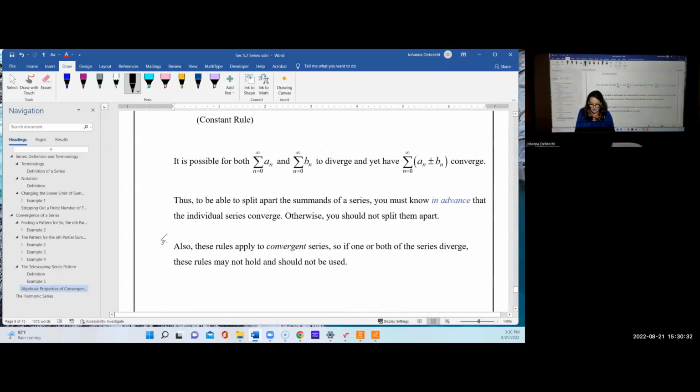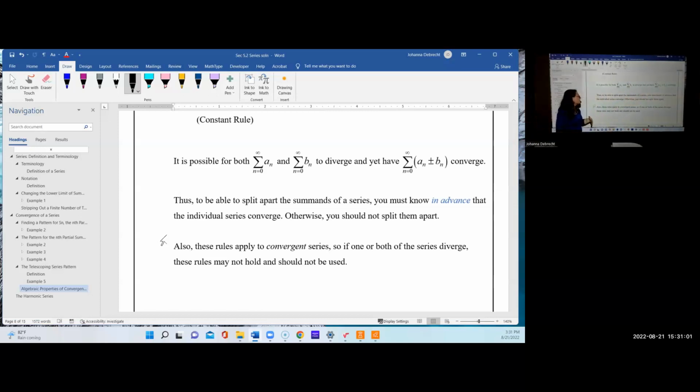Now, is it possible for two series, a sub n and b sub n, from 0 to infinity, to individually diverge, and yet, if you added them or subtracted them together, that series would converge? And the answer is yes, it's possible. So it is possible to take two divergent series, add them together or subtract them, and get a convergent series from their sum or their difference.